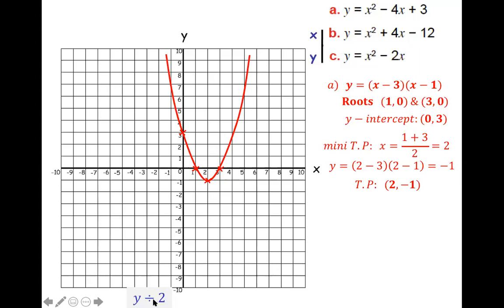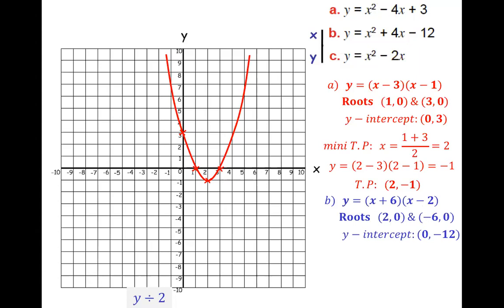I didn't need the y divided by 2 here, so I'm using the proper scale here. So for the next one, I'm going to factorize x squared plus 4x minus 12. So that's x plus 6 times x minus 2. My roots are going to be (2, 0) and (-6, 0). The intercept when x equals 0 is going to be -12.